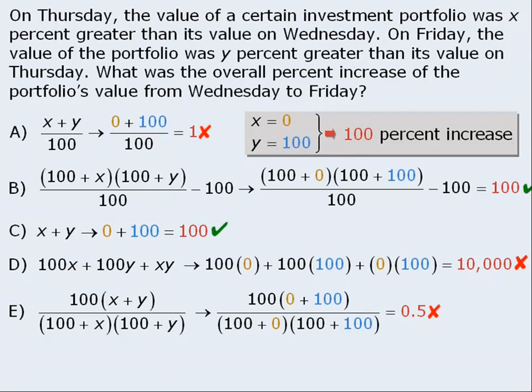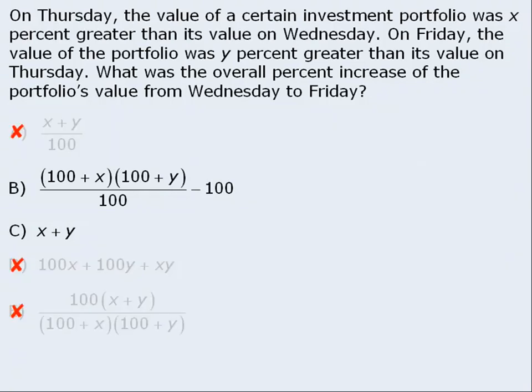Great. At this point, if we're short on time, we should be happy with the fact that we now have a 50% chance of guessing correctly. On the other hand, if we choose to plug in another set of values, we need only check the 2 remaining answer choices. So let's do that.